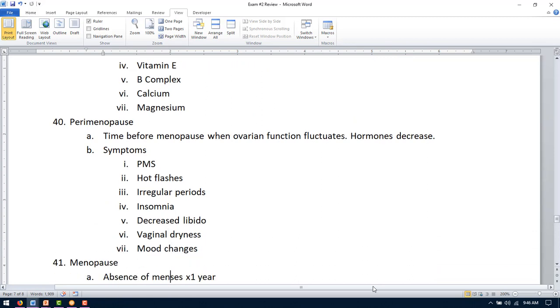Perimenopause, remember this is the time when the function of the reproductive system is fluctuating, not menopause, sorry, I was looking at the bottom of the page. It's actually fluctuating, and so they're getting their period, but it's irregular. But they can still get pregnant. So they're going to have PMS symptoms. They're going to have hot flashes, irregular periods, trouble sleeping, decreased libido, vaginal dryness, mood changes.